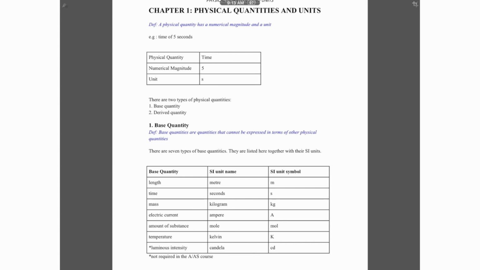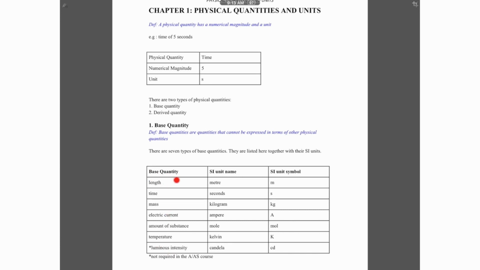But we can further subdivide it into two categories. We can call it base quantity and derived quantities. So what is a base quantity? The definition of base quantity is quantities that cannot be expressed in terms of other physical quantities. That means base quantities are by themselves. You cannot express in terms of other quantities. And there are altogether 7 of them here. And in your syllabus, you only require to know 6.